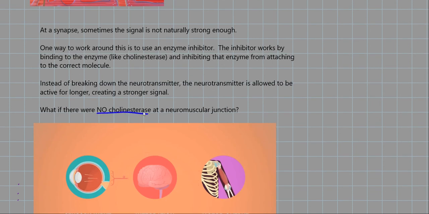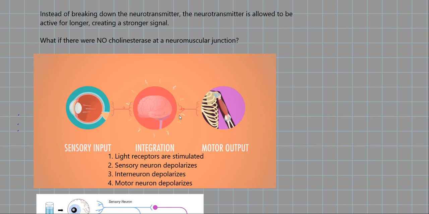If there was no enzyme at all present to break them down, then we would have a continuous signal. If your muscle got that signal and it never stopped, your muscle would be contracting for, well, not forever, you're going to die eventually, but for a painfully long time.